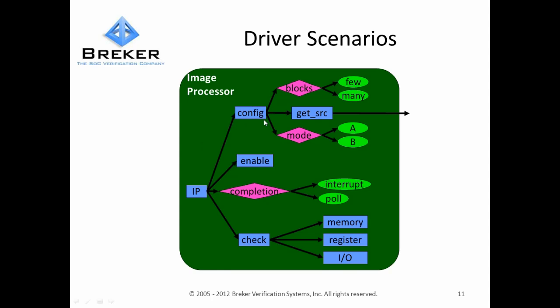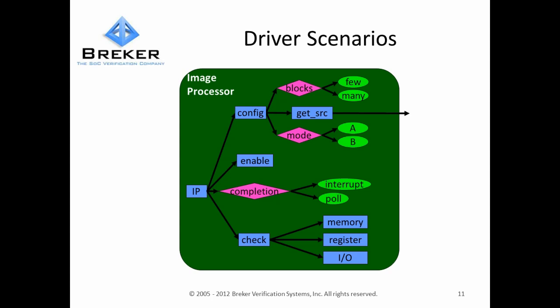You will typically start by configuring the IP. You might make some decisions about how big a transfer you want to do. You might have to go allocate your source and destination data, memory buffers, make some mode decisions, and so on. You will enable the IP. Then you will wait for a completion, either an interrupt or a poll, depending on which mode you want to run in. When you get that completion, you are now prepared to either check or use the outputs, which might be in memory, registers, or some I/O output. So this is the typical view we see of individual IPs.